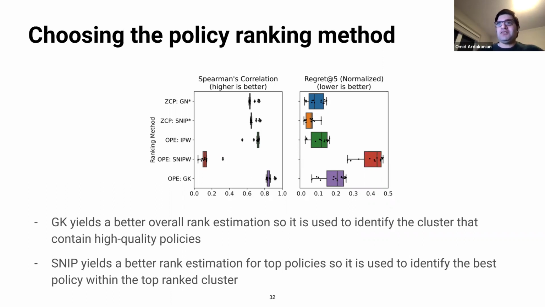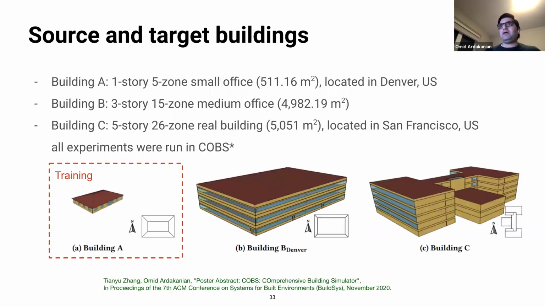So as a result, Gaussian kernel is used to identify the best cluster, and then SNP is used to identify the best policy within the top cluster. Okay, so now I will talk a little bit about the experiments that we ran.